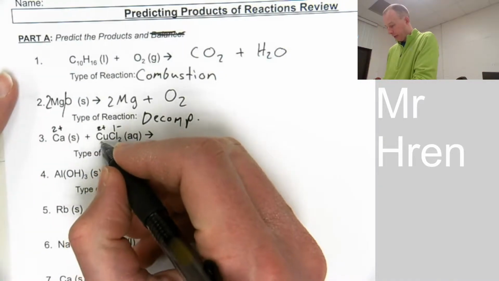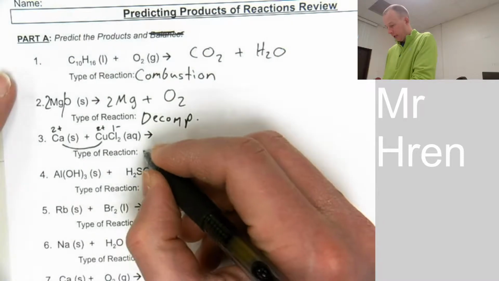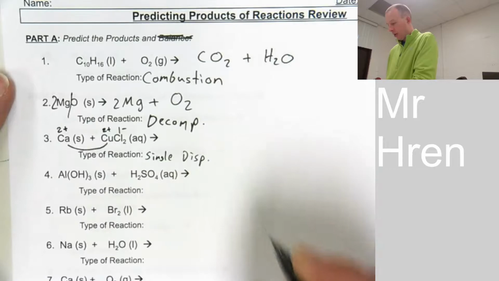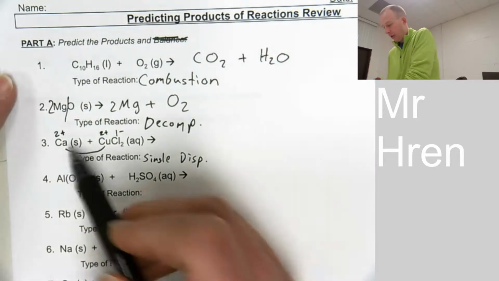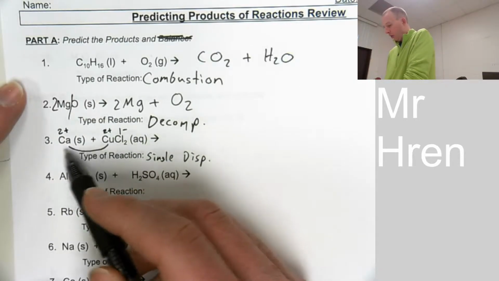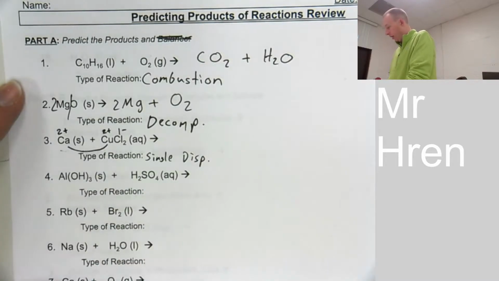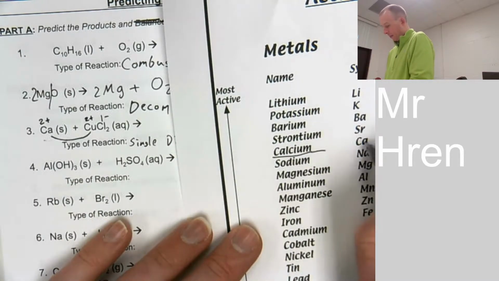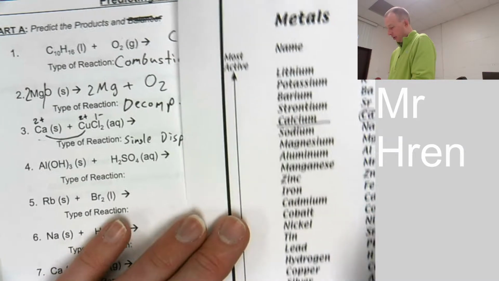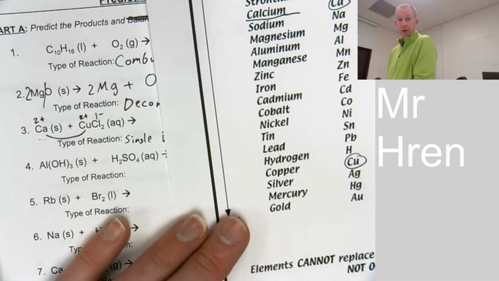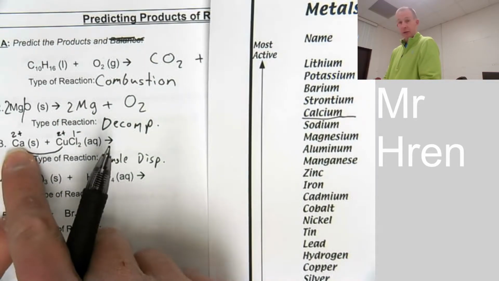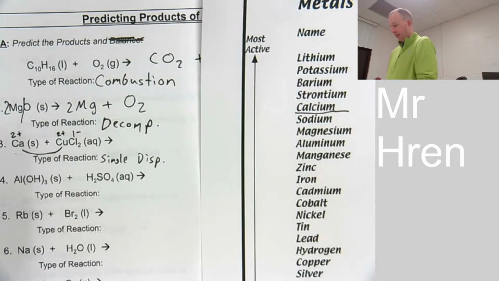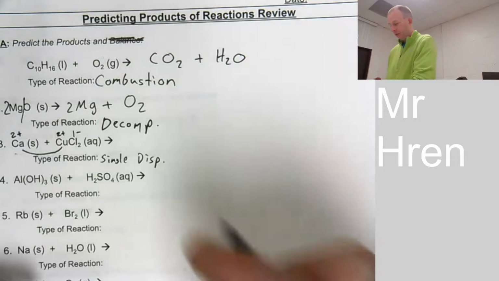So in this case, we're going to compare these two. Again, this is a single displacement reaction. I know that because we've got a single element and a compound, and we're going to compare these two things, calcium and copper, and see where they are. Calcium is higher up on the chart than copper, which is way down here. So that means the single element is higher than the one in the compound. That means it's more active. That means it will replace it, and the reaction will go forward.